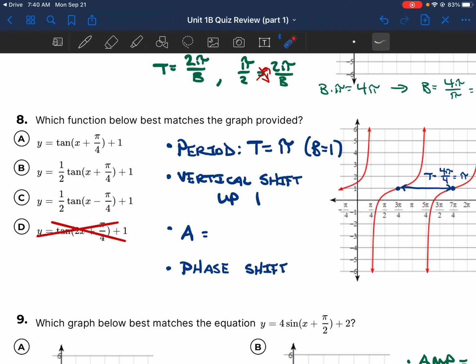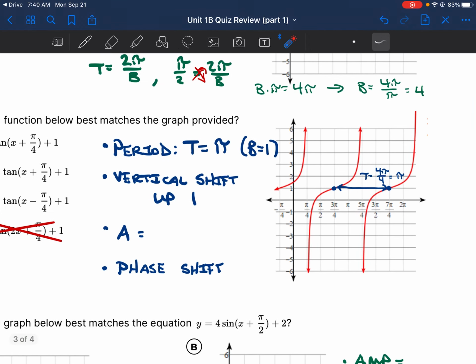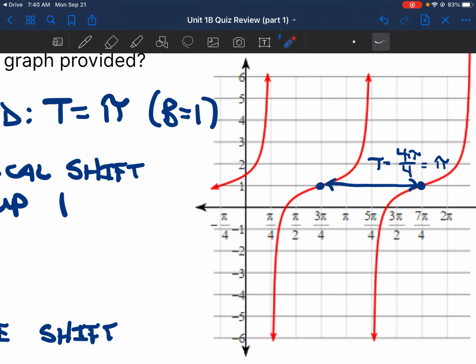Let's now think about the A term, so to speak, how much we might be stretching or shrinking our graph by. We talked about in one of the lessons the distance from the asymptote to the point in the middle. So here are our asymptotes. We have an asymptote at pi over 2, we have one here at pi over 4, and then we have one here at 5 pi over 4, and so on.